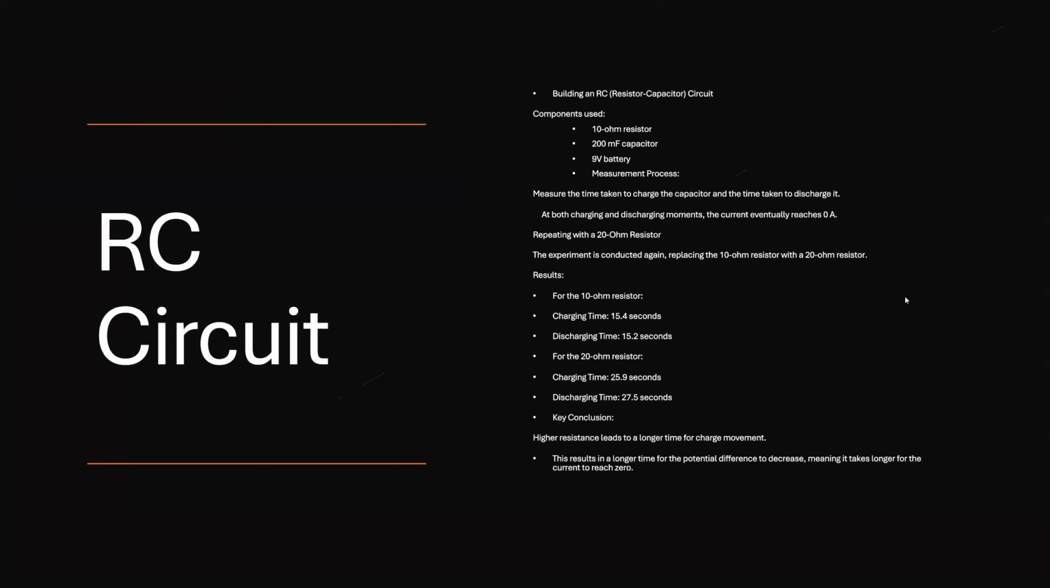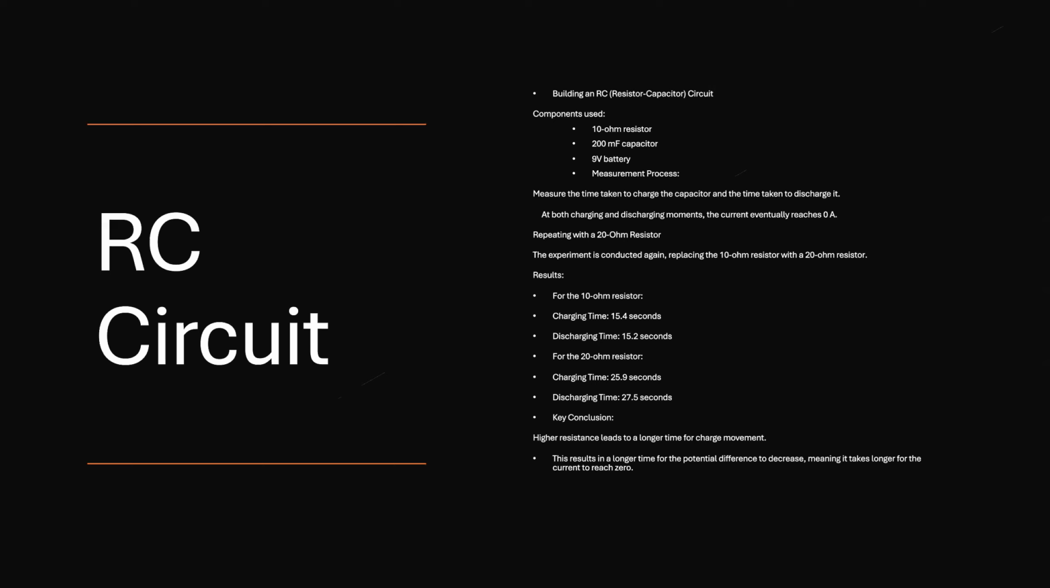RC circuit. Components used: 10 ohm resistor, 200 mF capacitor, 9V battery. Then the measurement process: take the potential at the capacitor at a time of charge and of discharge, repeating with a 20 ohm resistor.